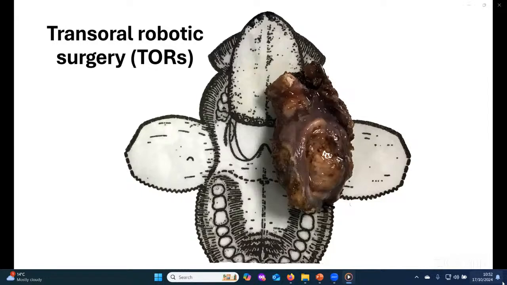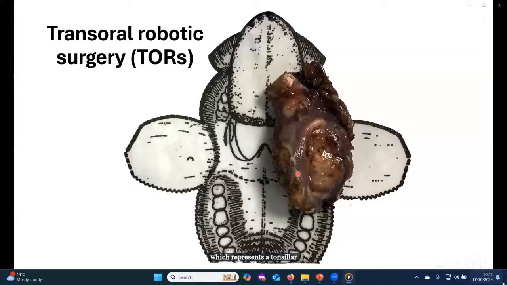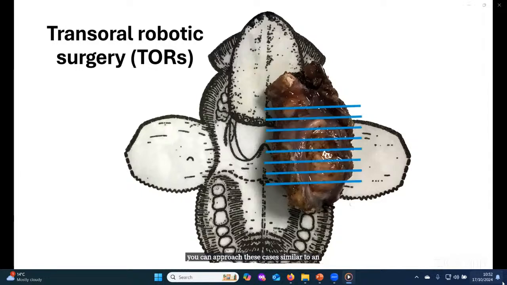Another role for TORS is the surgical excision of carcinomas, and an example is provided here, which represents a tonsillar carcinoma. You can approach these cases similar to an oral cavity tumour with coronal slices, followed by sagittal slices through the anterior and posterior margins. Alternatively, you may wish to serial slice this in the coronal plane.